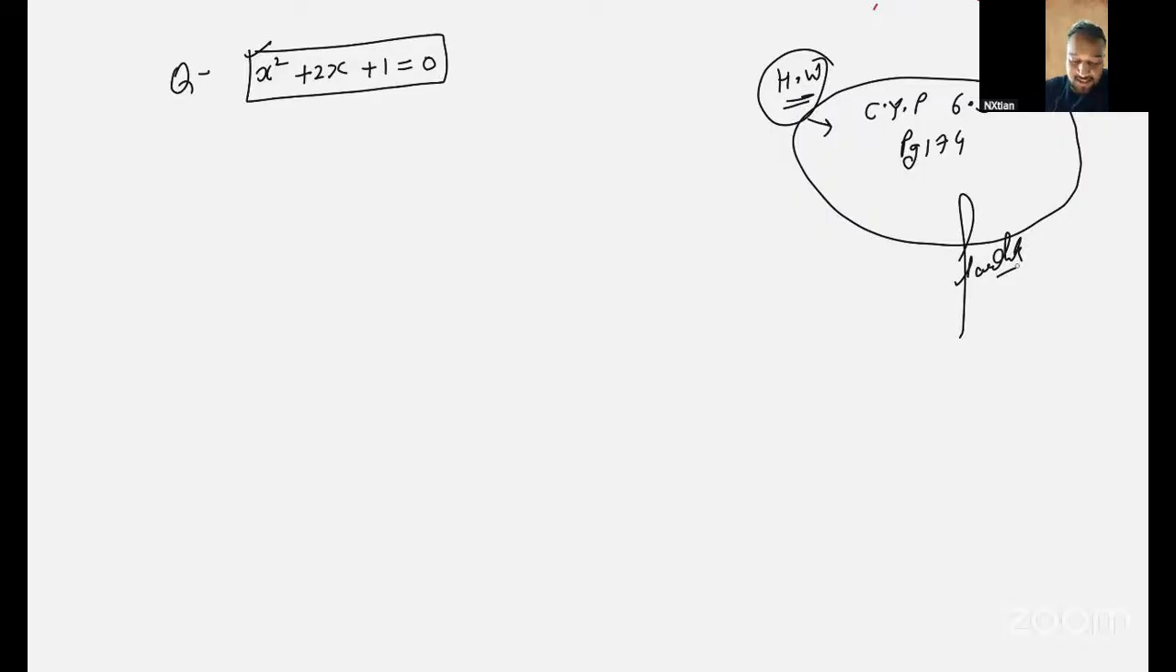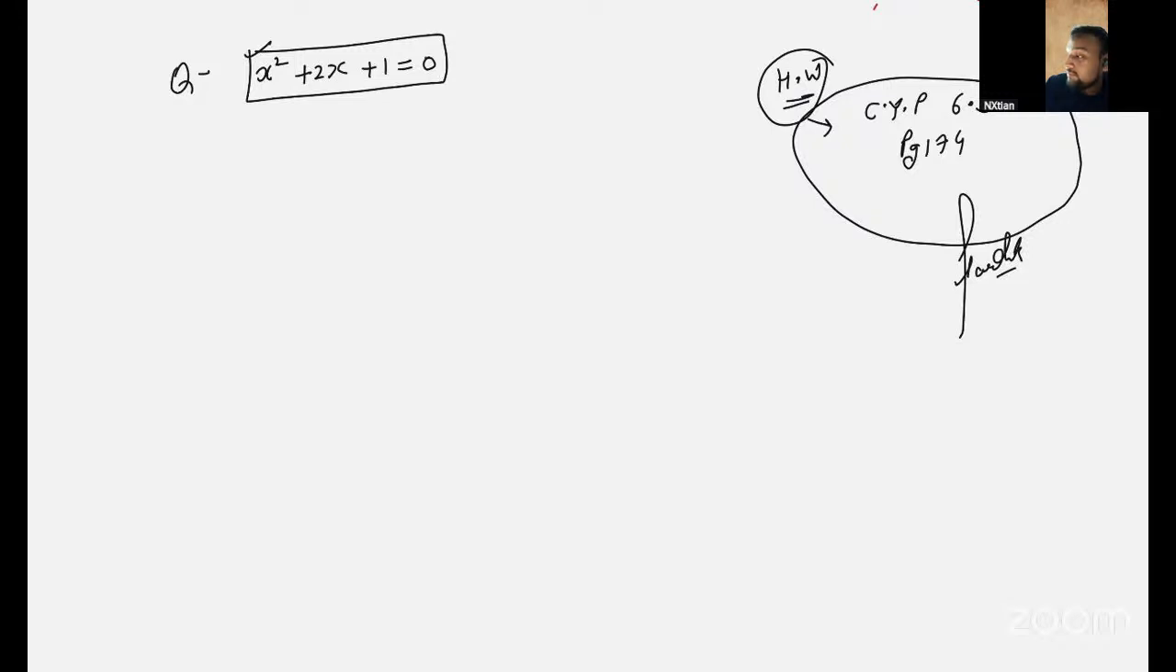Okay. Everyone do this, and you guys tell me the answer now. Miracle, unmute it. Yes, sir. Now, how will you solve this? First we will do middle term splitting. What is the step for that?